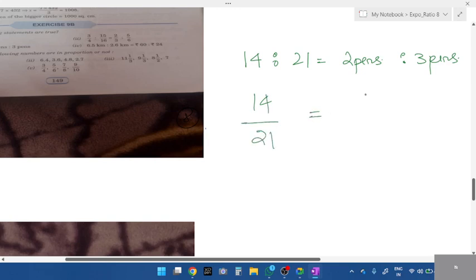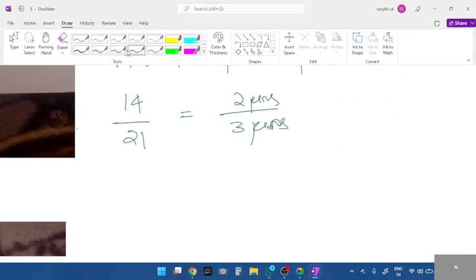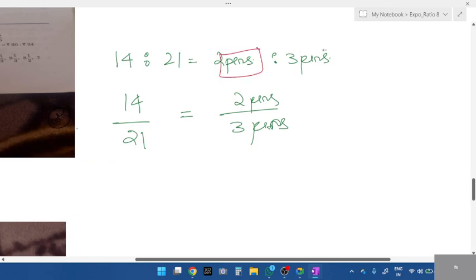Is equal to 2 pence by 3 pence. And one more thing, students, the unit should be same. Is pen and pen same here? Are they same? Respond, all of you. Yeah, then only you can cancel it. See, pen and pen will get cancelled. Left hand side, right hand side, what is left? 2 by 3. Left hand side, reduce it.